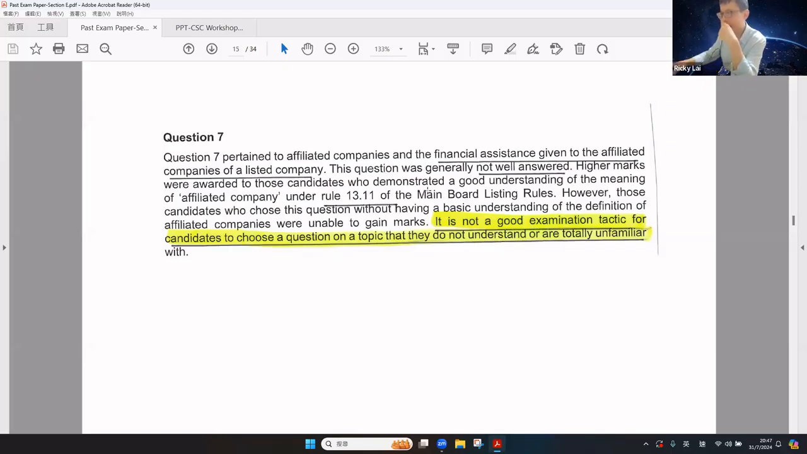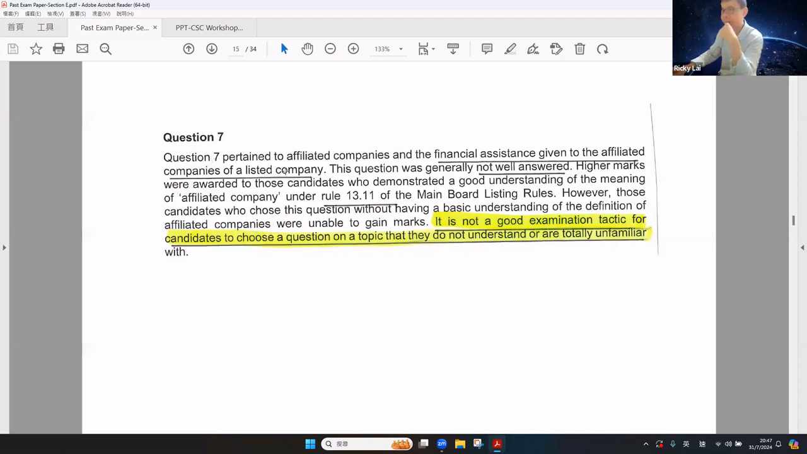And this is a very good reminder, as highlighted. It is not a good examination technique for candidates to choose a question on a topic which they do not understand or are totally unfamiliar with, so that students fail in the examination.